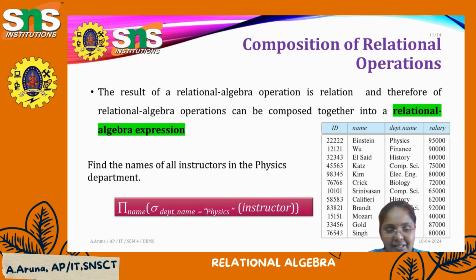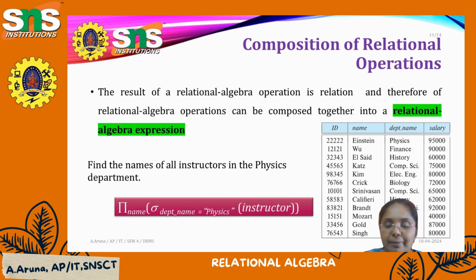For example, here is my instructor relation or table. I have to find the names of all instructors in the physics department. I need only the name, for those who belong to the physics department. So I have to use a project, in which I shortlist only the name. I have to select the physics department, so I use the sigma symbol: department name equal to physics, with the relation instructor.